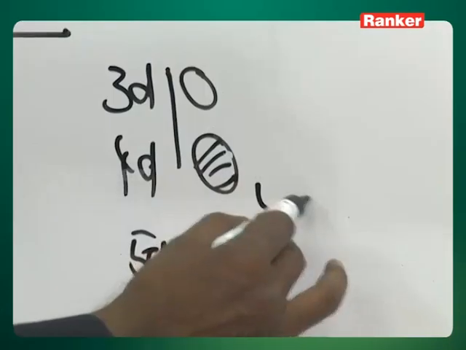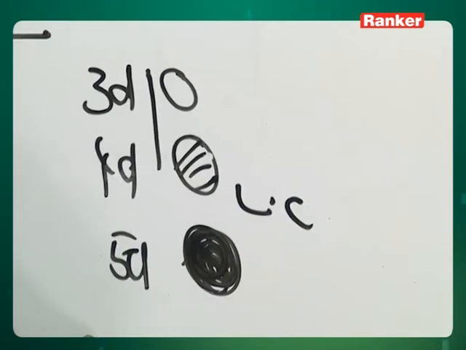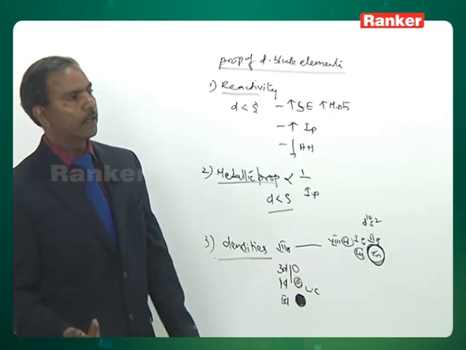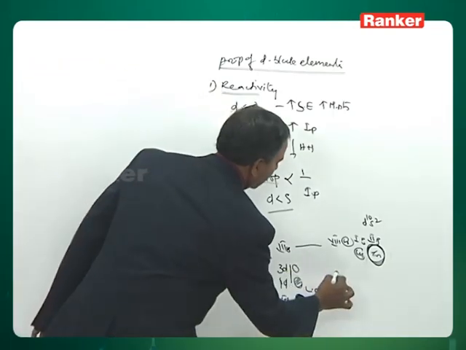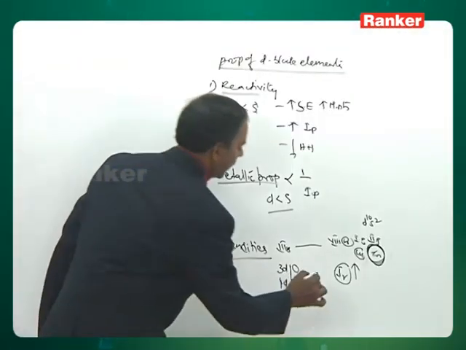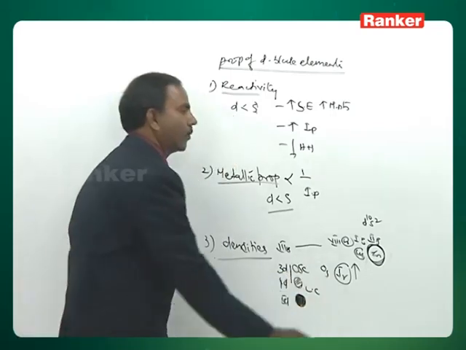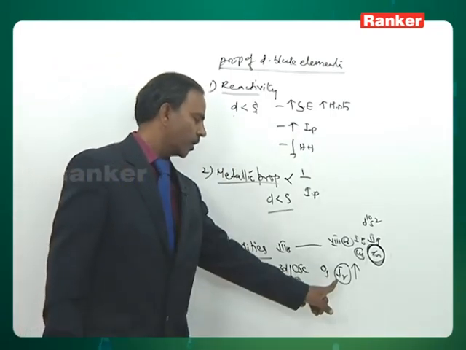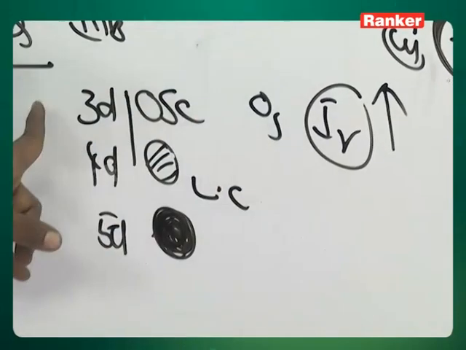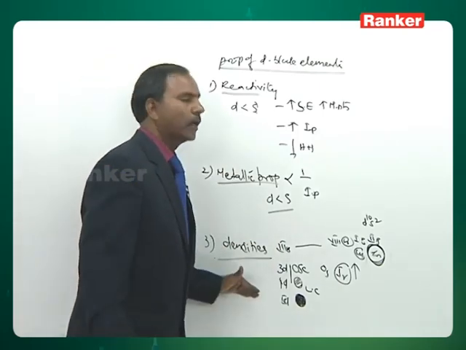This is due to the lanthanide contraction effect. 3d to 4d, normal increase. 4d to 5d, abnormally becoming double. This is due to the lanthanide contraction effect. Next, among all the d-block elements, remember iridium has the highest density. The second element is osmium, and scandium has the lowest density. Once again I am repeating: among all the d-block, iridium has the highest density, second is osmium, and the lowest density among the d-block is scandium. This is about reactivity, metallic property and densities.